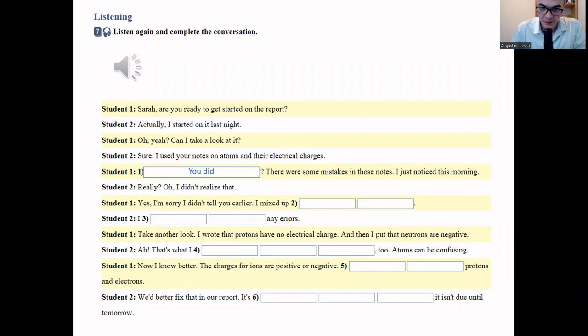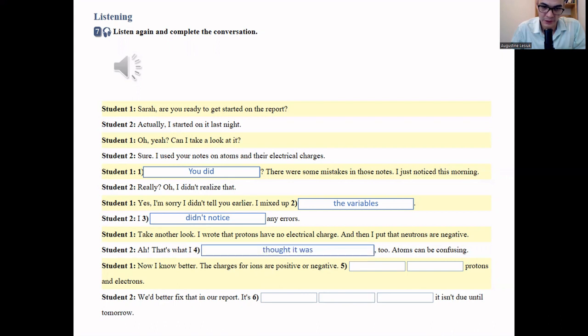You did? There were some mistakes in those notes. I just noticed this morning. Oh, really? Oh, I didn't realize that. Yes, I'm sorry I didn't tell you earlier. I mixed up the variables. I didn't notice any errors. Take another look. I wrote that protons have no electrical charge, and then I put that neutrons are negative.